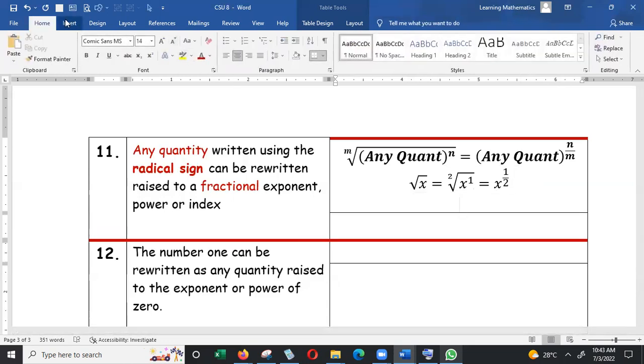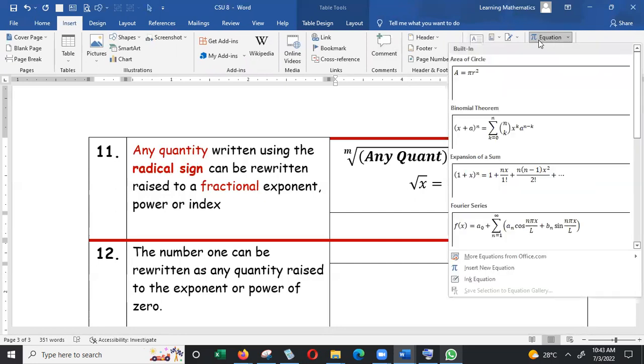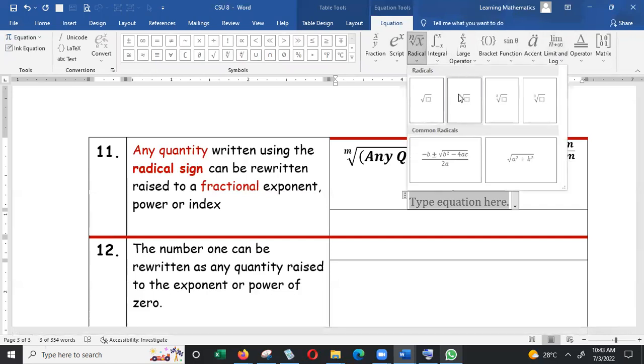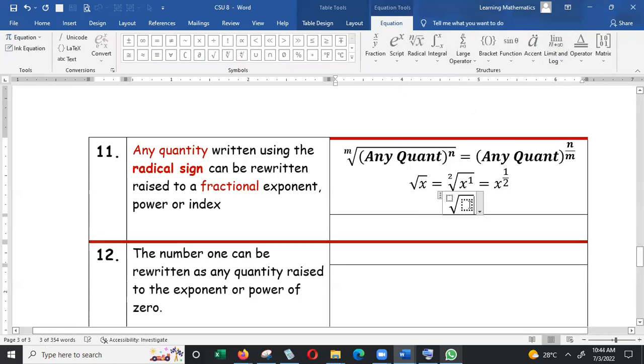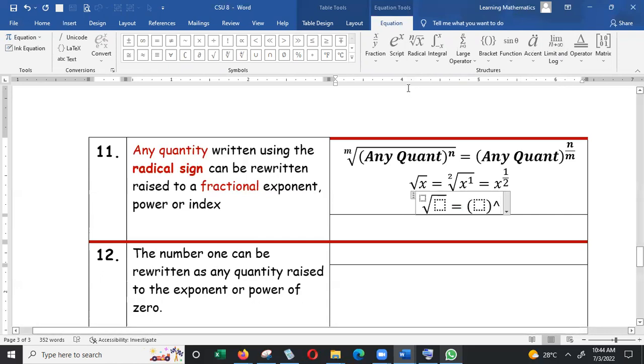Likewise, if you have a situation, we're going to make use of the radical with degree. So we can put any value here that's equal to any quantity raised to a fraction.